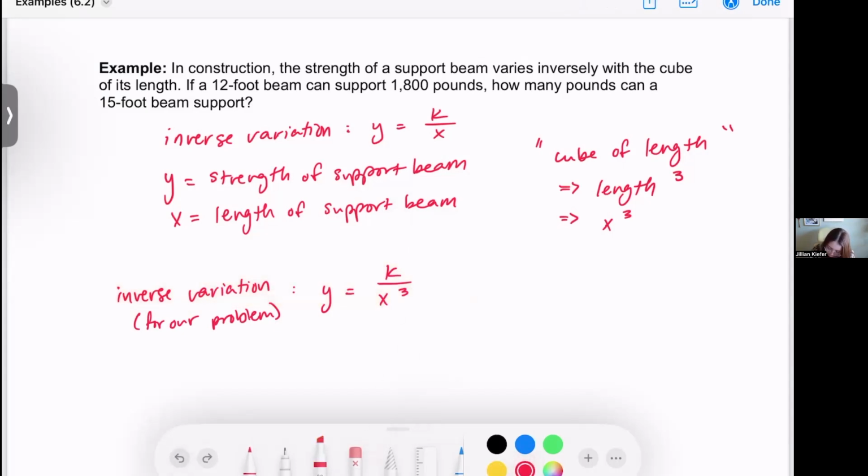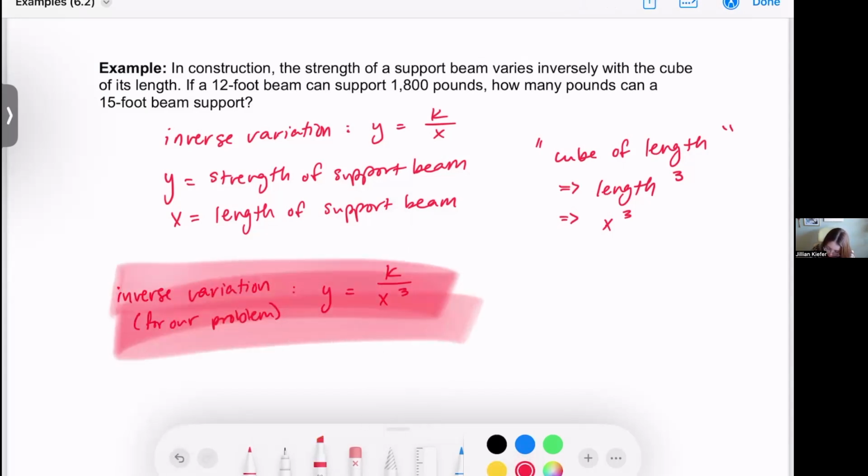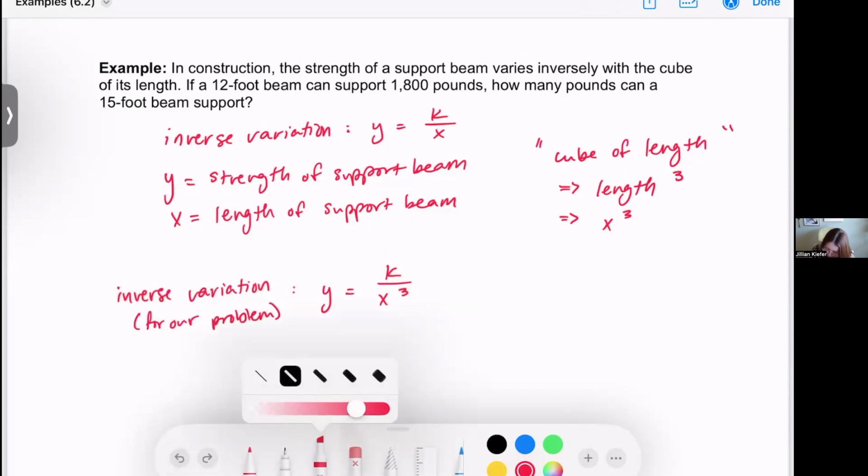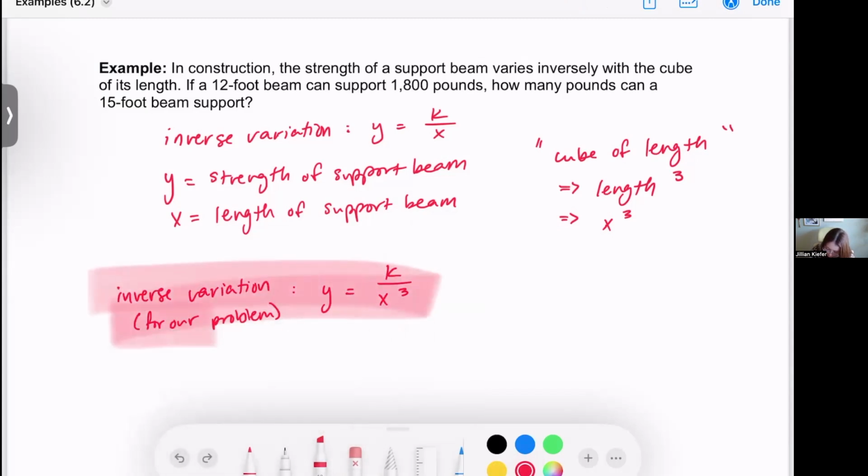Wrong color. It's kind of hard to see. Let's turn that down a little. There we go. So that's our inverse variation for our problem, k over x cubed. So we used the generic inverse variation, and then we changed it from what our problem stated. So we have our inverse variation equation for our problem.